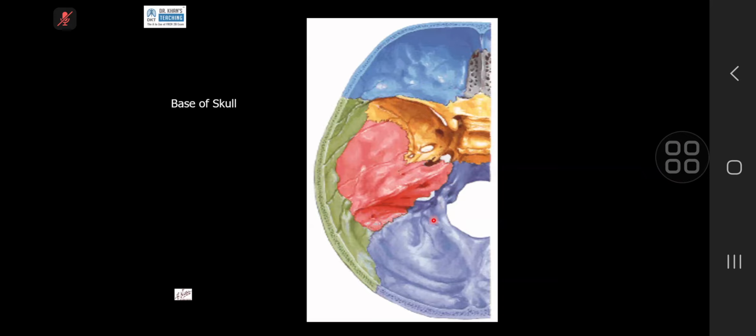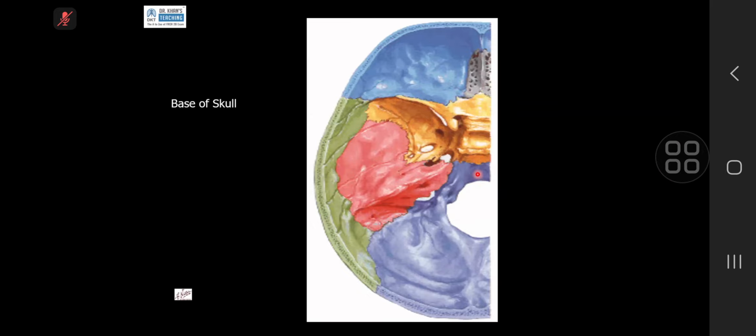Now let's tackle them one by one. This is the occipital bone. The occipital bone has various parts. The point to remember is that the clivus is partially formed by the sphenoid bone and partially formed by the occipital bone. So this portion is known as basi-occiput, and the portion of the clivus which is formed by the sphenoid bone is known as basi-sphenoid. I'll come back to this point.